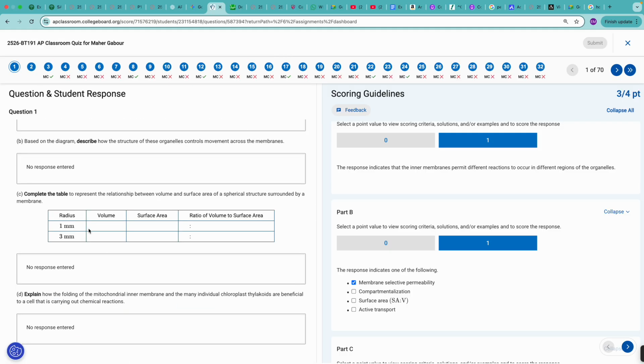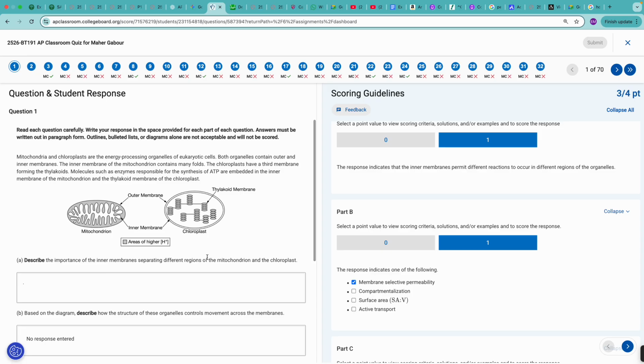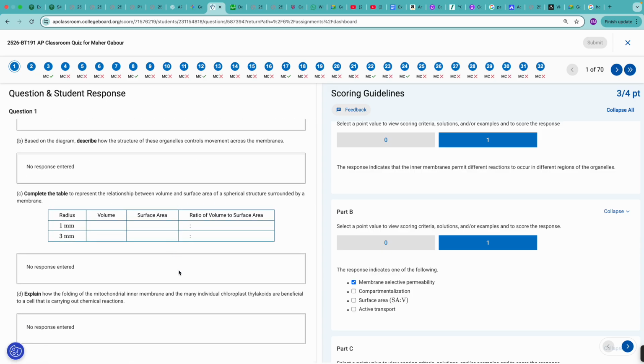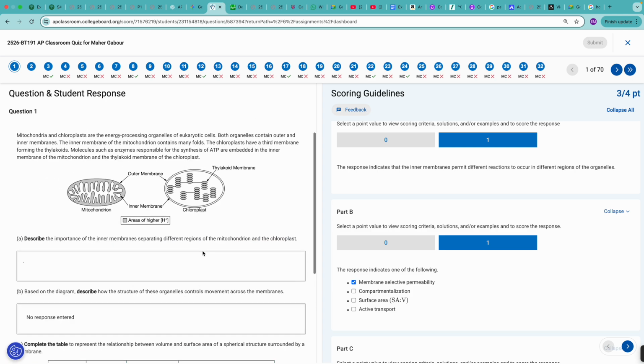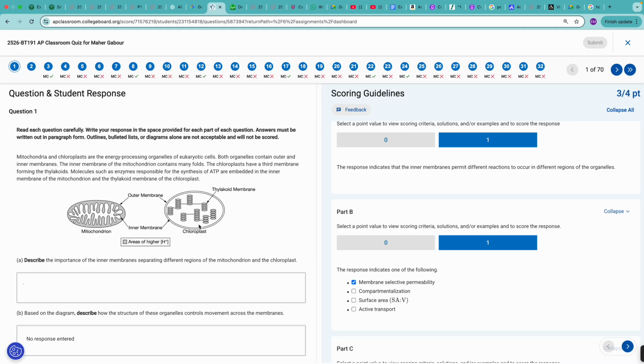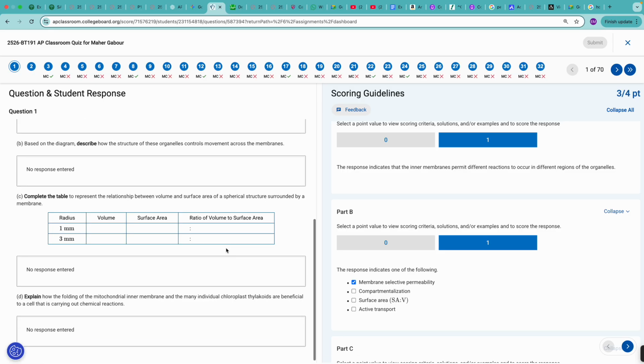Obviously we know how to find the volume and the surface area. We've done it 1,000 times. I also did this question before. So you just find the volume, you find the surface area, and you do the ratio: volume over surface area. This is the volume of a sphere. They're just spherical, so you should be fine with that.